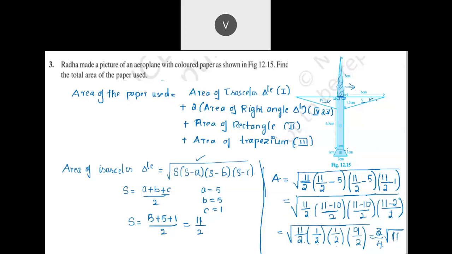Wait, I will explain. Which is equal to square root of 11 by 2 into 1 by 2 into 1 by 2 into 3 by 2, right? Now multiply the numerators, children. 11 into 1 into 1 into 9. It is 9 by 2. Okay.